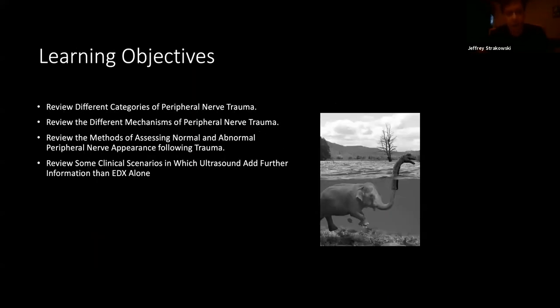All right. So the learning objectives of this talk: we're going to review different categories of peripheral nerve trauma, the different mechanisms for peripheral nerve trauma, and some methods for assessing normal and abnormal in those kinds of circumstances and trauma. The reason I have this picture is that things are not always like they appear.